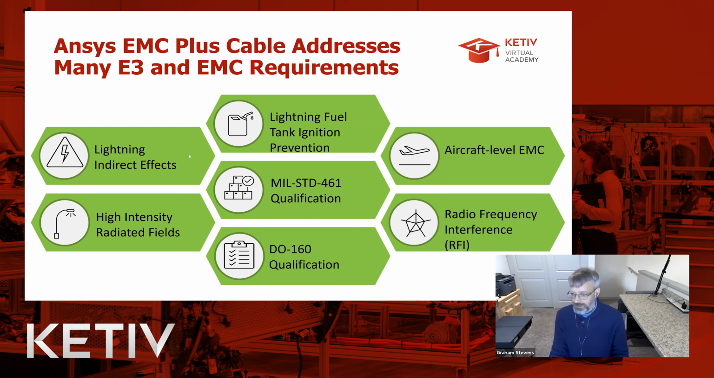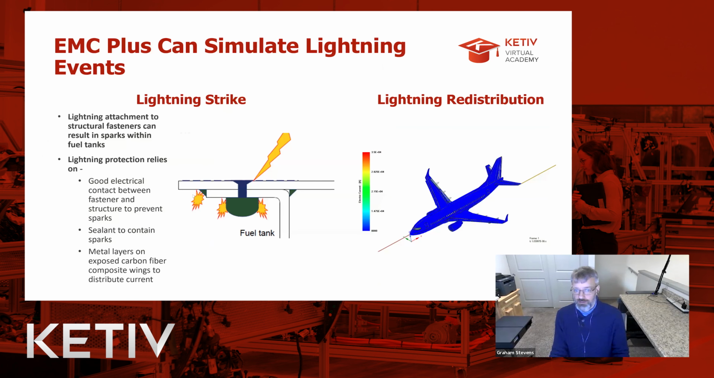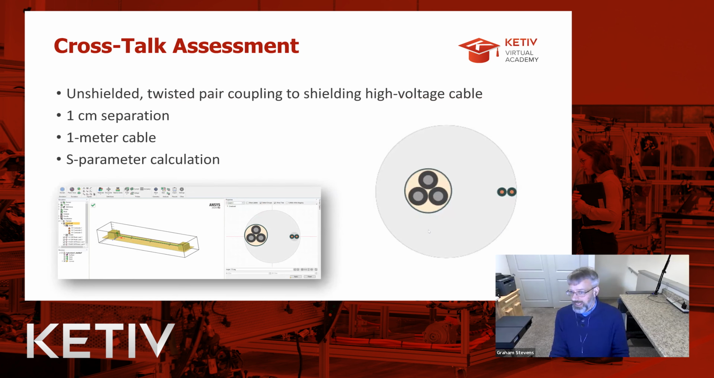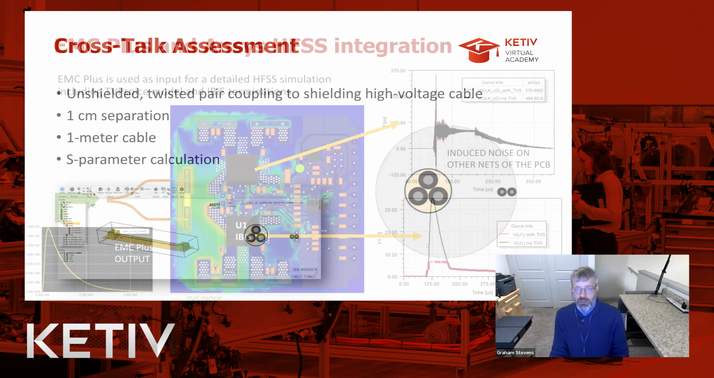Most of this is a little bit focused on aircraft, but the same thing occurs in consumer products. So you might have lightning, you might have a lightning fuel tank ignition prevention situation, or aircraft level EMC to deal with. But in general, this technology has now been applied to consumer products as well. And so, as I said, we can simulate lightning events, both lightning strikes where they might occur and what the distribution in the aircraft might be. We can look at cable to cable crosstalk, whether it's shielded or unshielded in various situations there.